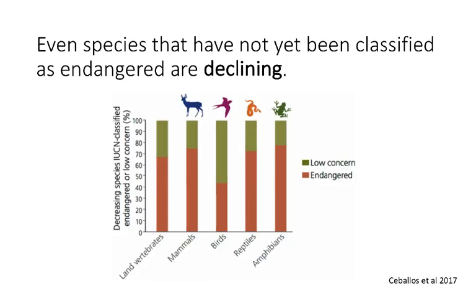And so these are extinctions, but what's also really important to note is even species that haven't yet been classified officially as endangered, their populations are still declining.